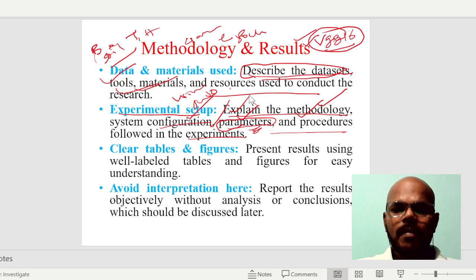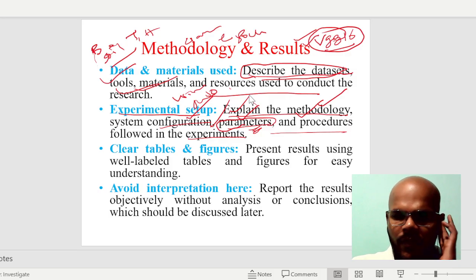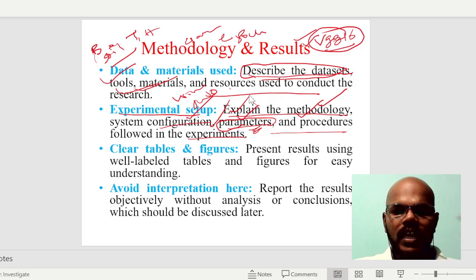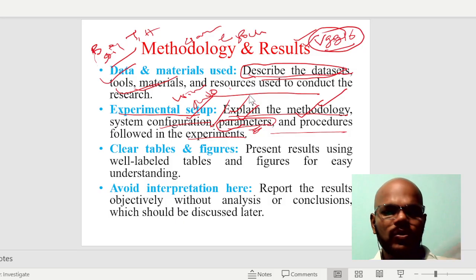Procedure means what type of procedure has been used for experimenting on that task. There will be some standard procedure. For example, if you are classifying images, there may be a standard mechanism that has been followed, or a different procedure, or if you are following any innovative method, those things we have to discuss in the procedure section.